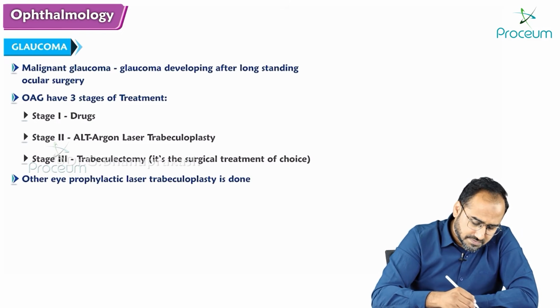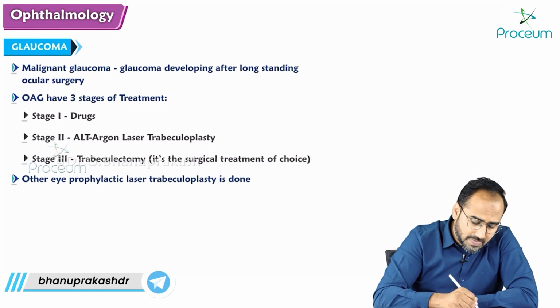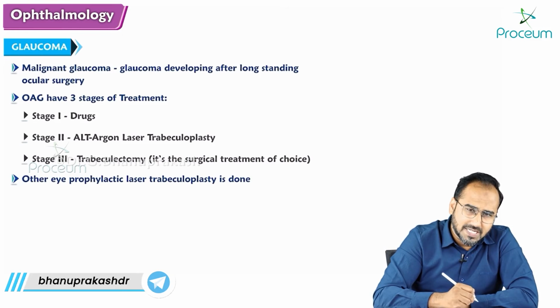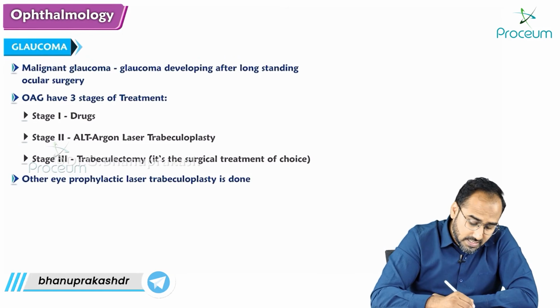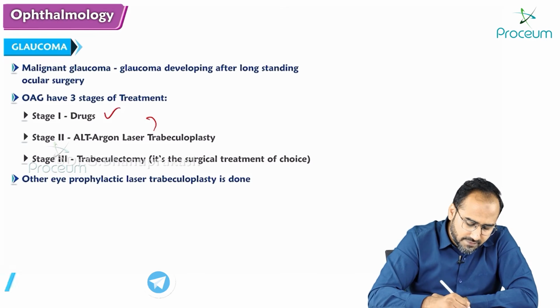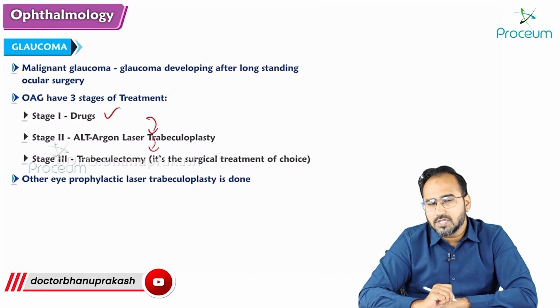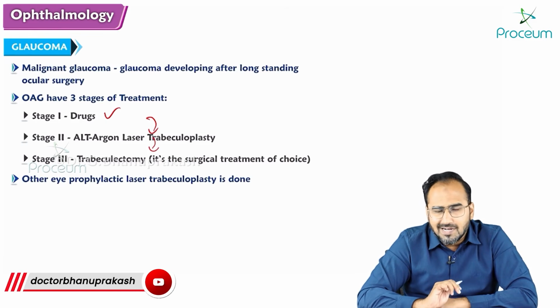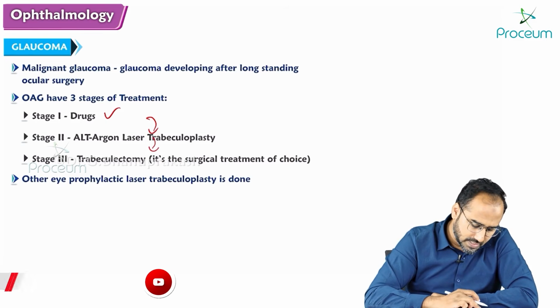So remember guys, in open angle glaucoma, the treatment is done in 3 stages, right? The first thing is you give the drugs. If drug doesn't work, then you have to go for argon laser trabeculoplasty. If that also doesn't work, then you have to go for trabeculectomy. That is the management for open angle glaucoma.